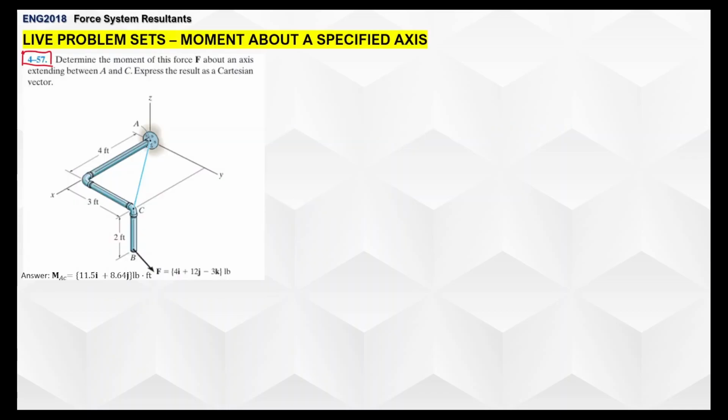So for the first item, item 4-57, we are asked to determine the moment of a force about an axis between A and C, and we are to express the result as a Cartesian vector. So we're given also this diagram, this figure here, and its following dimensions.